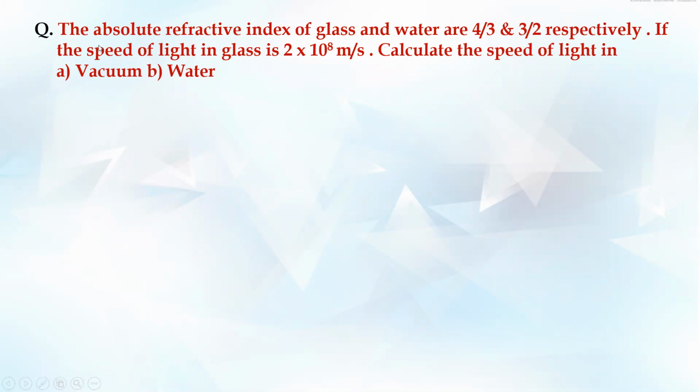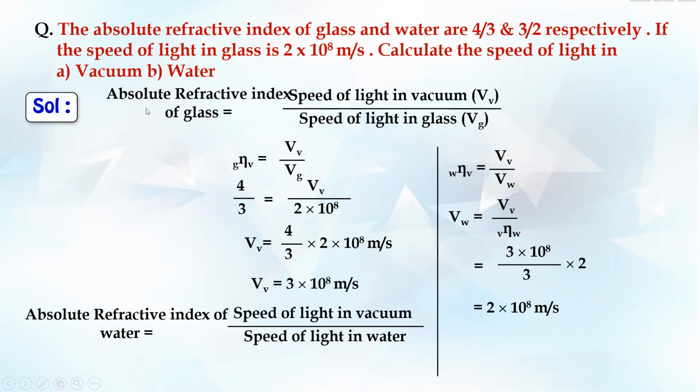So in the question, absolute refractive index is given. Absolute means it's always with respect to vacuum. So absolute refractive index is always speed of light in vacuum upon speed of light in glass or speed of light in water over here, whichever is given. n_gv indicates refractive index of glass with respect to vacuum, and we simply call it absolute refractive index. This formula is Vv upon Vg. From this we have to find the speed of light in vacuum first.